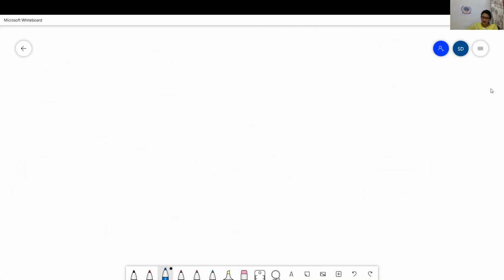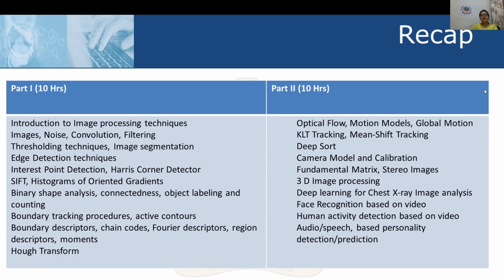So just a recap of all previous sessions, whatever we have seen so far. Here the topic Hough transform completes. Let us have a quick recap of all the things we learned so far. During part 1, we started with the introduction to image processing techniques. Then we saw images, noise and convolution filtering, and different kinds of masks.